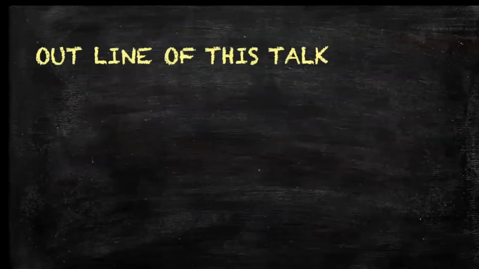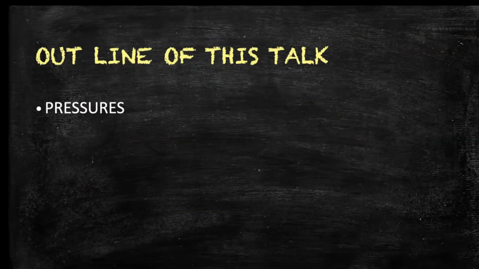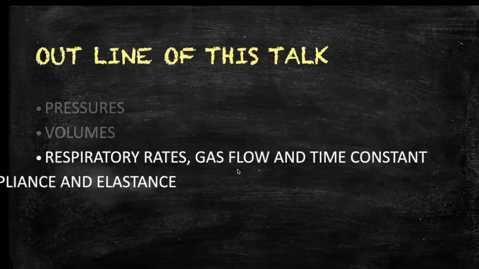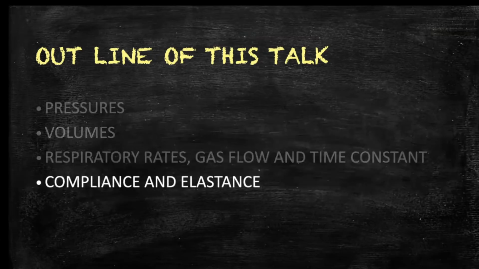As far as the outline of this talk is concerned, we are going to divide this talk into four major headings. We are going to discuss pressures, all the different terminologies we use for various pressures like peak inspiratory pressure, plateau pressure, driving pressure, transpulmonary pressure. We will discuss what those terminologies mean and how to apply them at the bedside. Then all the terminologies pertaining to volumes like tidal volume, end expiratory lung volume, functional respiratory capacities, we'll see them. We will also discuss respiratory rates, gas flow, and time constant. We will also talk about compliance, elastance, and their bedside utility.